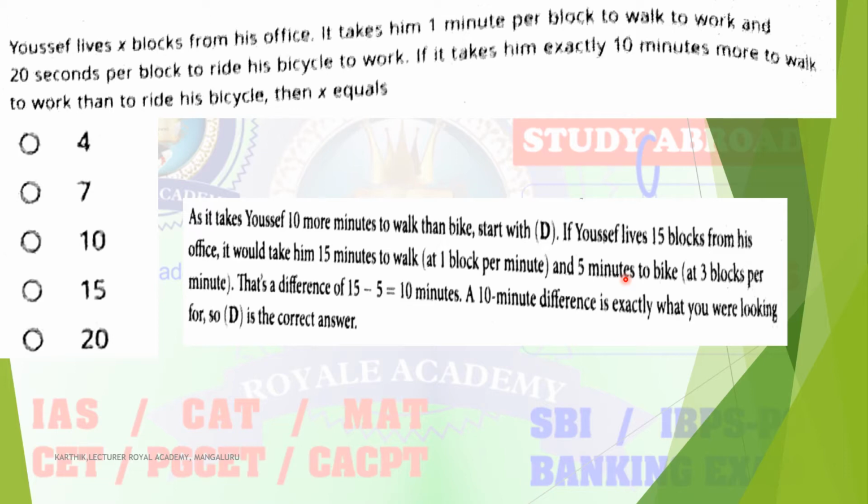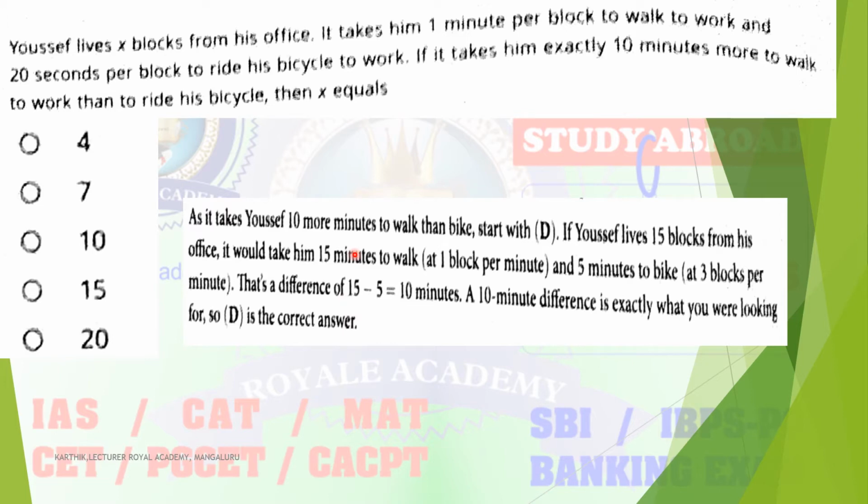So how do we find that out? 20 seconds is required per block, which means in 1 minute he can travel 3 blocks. So 3 blocks is 1 minute; 15 blocks is 5 minutes. So traveling 15 blocks by bicycle requires 5 minutes.